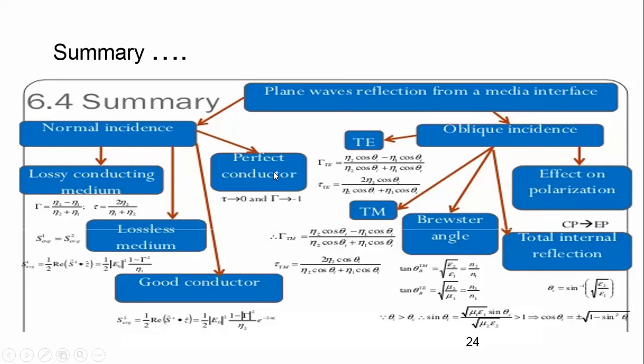So what will be the case? Here tau is 0, and the other tau is also there. What is in the TE mode, and what is in the TM mode? The angles we can also find with the help of Snell's law. These things are mentioned here. So this is the summary sheet of plane wave reflection from the media interface. In this way, two points of chapter number 1 are covered in these three lectures.